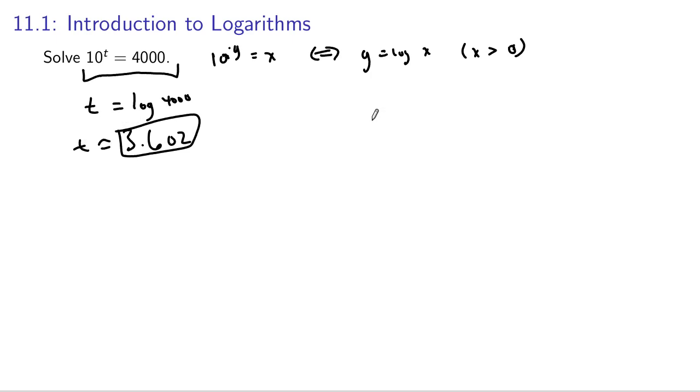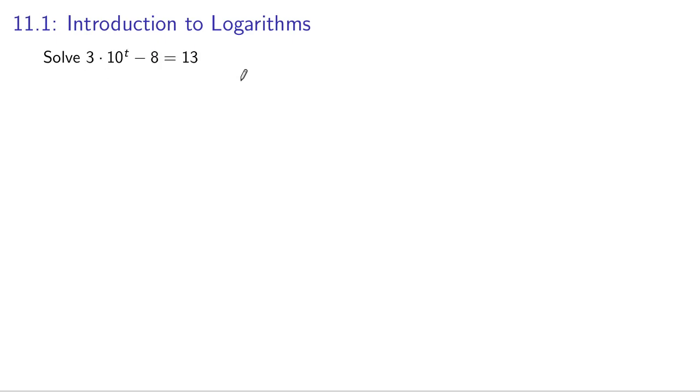Now, of course, it's not exact, but this is close enough for what we are doing in this class. Let's now solve this equation.